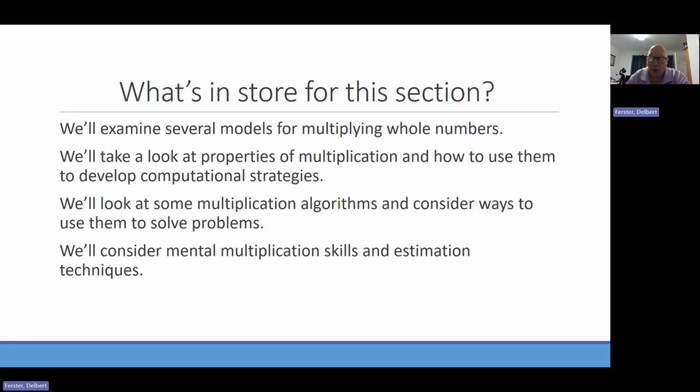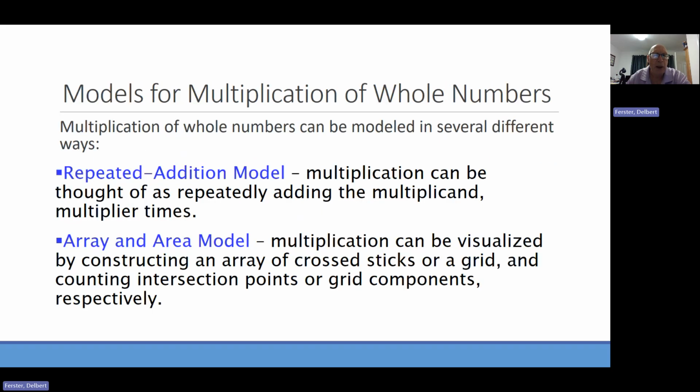We will look at models. We found that the models were useful for us when we talked about adding and subtracting. So we'll find model opportunities for us as we talk about multiplying. Probably a little harder for divide, but we'll sneak something in there that hopefully will make sense for you. Models for multiplying, we can do repeated addition, or we can use arrays and area models.